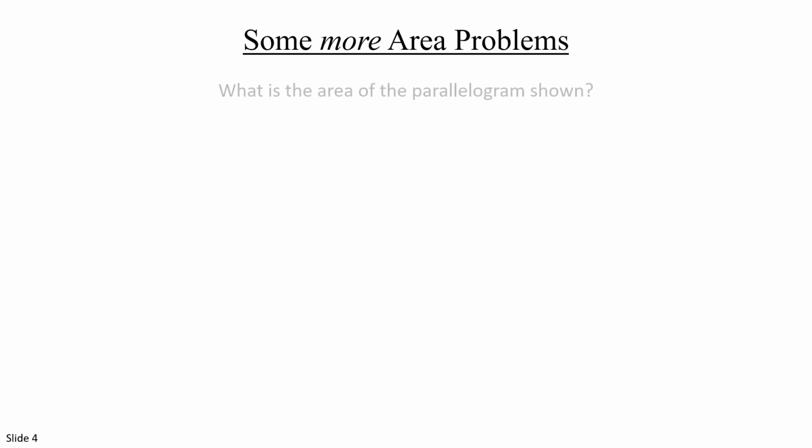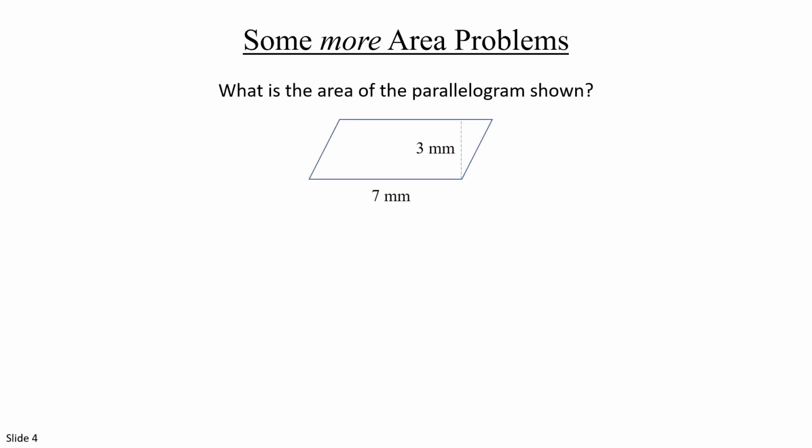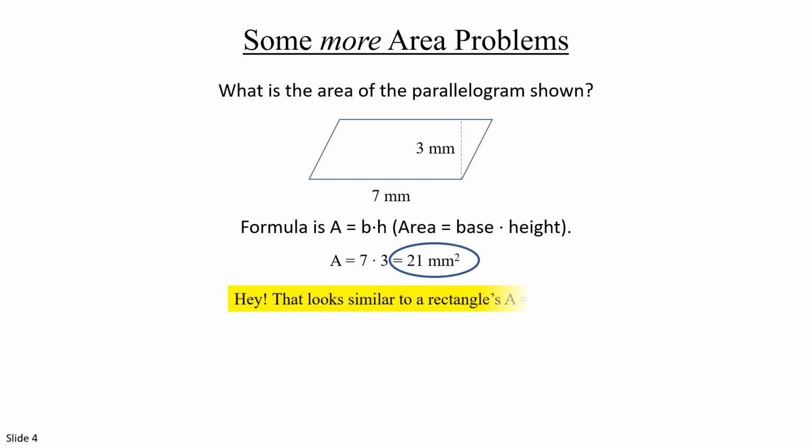Here's some more. Here's a parallelogram with a base of 7 millimeters and a height of 3 millimeters. The formula is base times height. It sort of looks like length times width, doesn't it? The base would be the length and the height would be the width. Really?